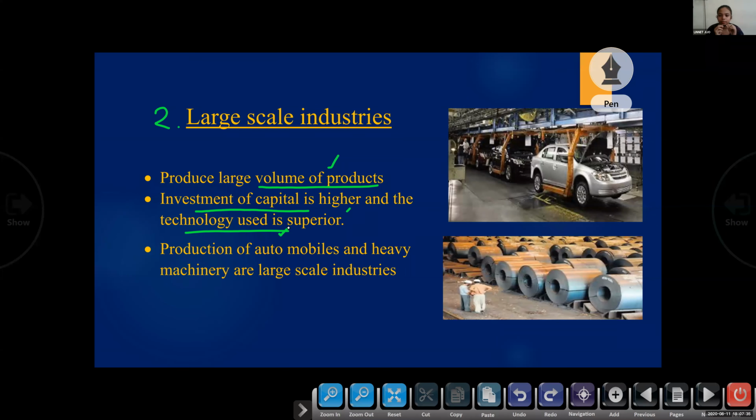Example, the automobile industry. A car is an example of automobile, right? Its engine, parts, and heavy machinery are large scale industries. Many other examples are there. The aircraft industry is an example of large scale industry. The shipbuilding industry is an example of large scale industry. The cement industry is an example of large scale industry. The steel and iron industry is an example of large scale industry.